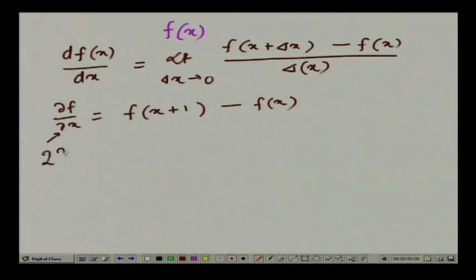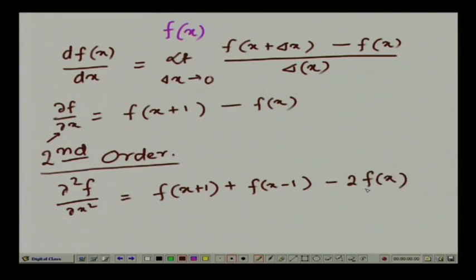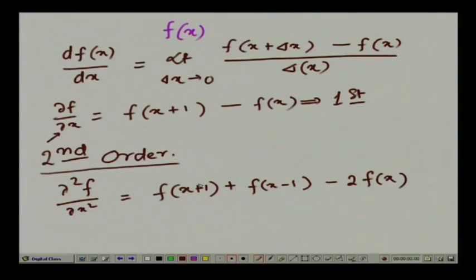Similarly, the second order derivative of a discrete signal in one dimension can be approximated by del 2 f/del x 2, which is given by f(x plus 1) plus f(x minus 1) minus 2 f(x). So, this is the first order derivative and this is the second order derivative, and you find that these two definitions of the derivative operations satisfy the desirable properties that we have discussed earlier.